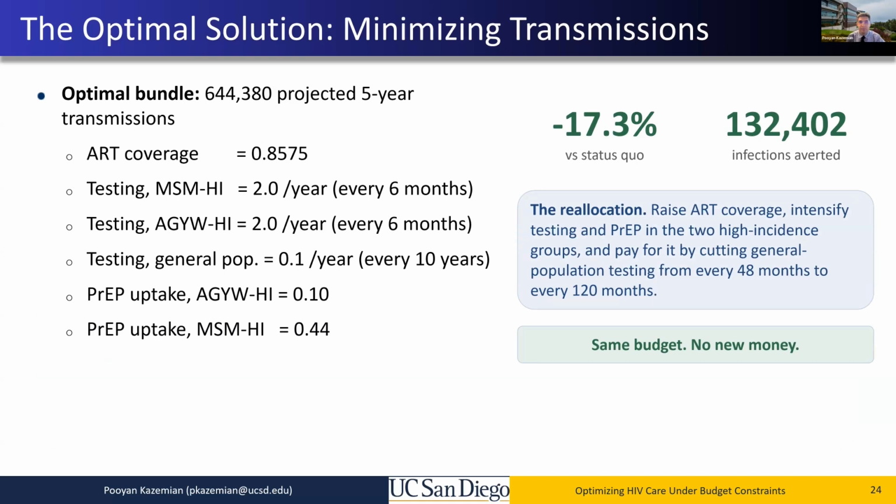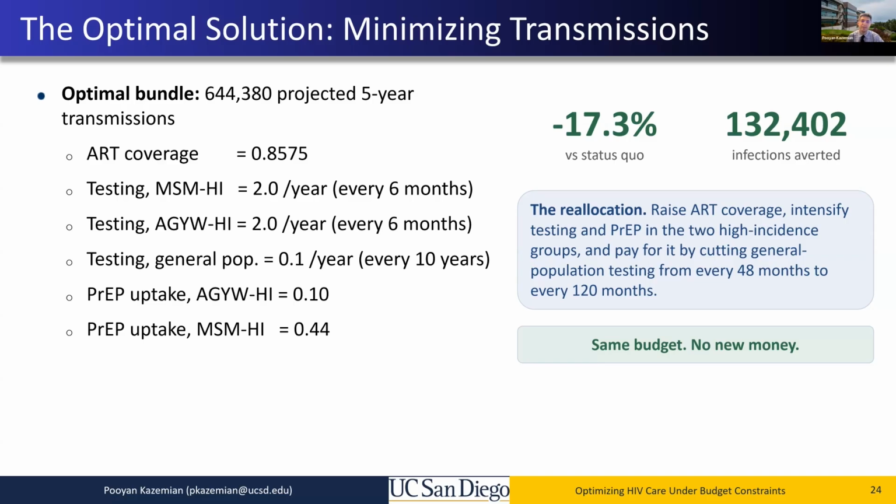Here I have the optimal bundle of care for the objective of minimizing 5-year transmissions in South Africa. We found that by reallocating the budget, we can avert over 132,000 infections over the next 5 years in South Africa. And that is a reduction of over 17%. Note that we are not using any new money. We just keep the same budget, 9.2 billion over the next 5 years, and we reallocate the budget slightly in order to achieve fewer transmissions.